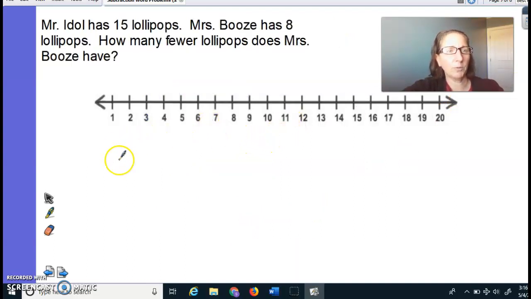Here's one more problem for you. It says Mr. Idle has 15 lollipops. Mrs. Booze has 8 lollipops. How many fewer lollipops does Mrs. Booze have? So don't let those words trick you. Fewer means we're going to subtract. So we have 15 minus the ones that Mrs. Booze has. So we have 15 minus 8 equals box.